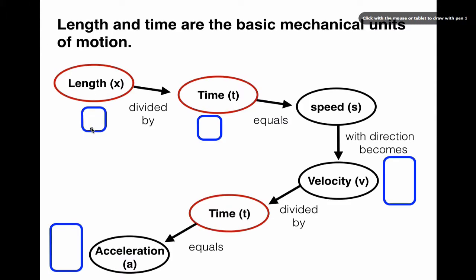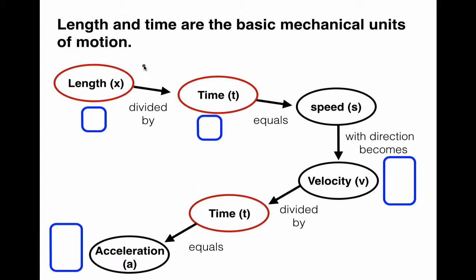When we look at the basic mechanical units, we have two. We have length and we have time. And if we take length and we divide by time, we get speed. When we add direction to speed, we get a vector, which is velocity. And if we divide velocity again by time, that equals acceleration. Now, acceleration is the rate of change in velocity, that is, how quickly velocity changes.